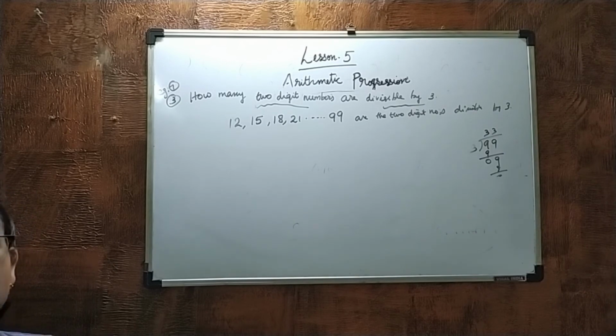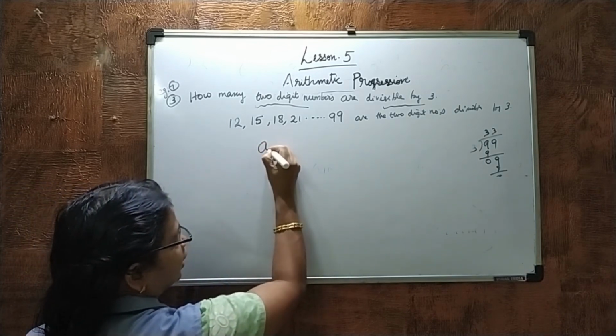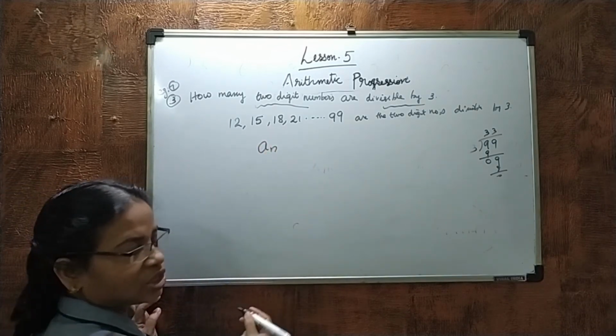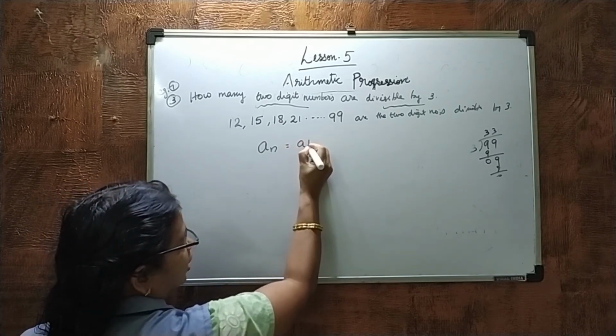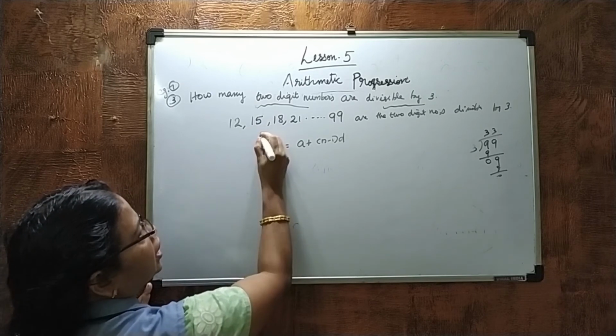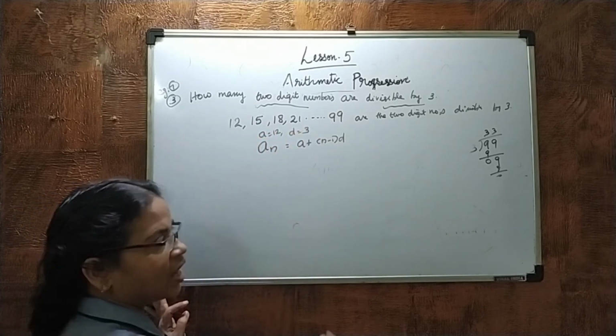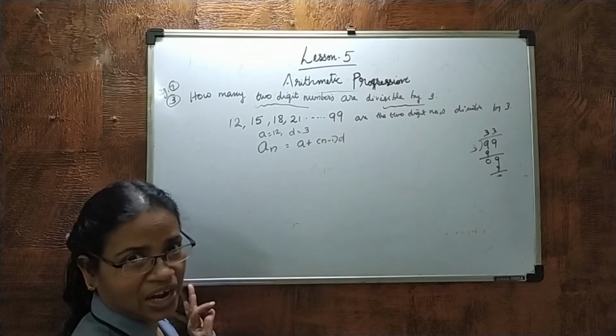How many numbers? What you have to find out is n. So what do you have to do then? We have to find the formula first. You have to write the formula first: an is equal to a plus n minus 1 into d. What all things are given? a is equal to 12, d is equal to 3 is given. And one more thing, 99 is given as the last term.